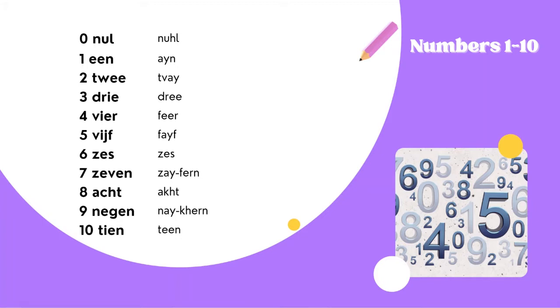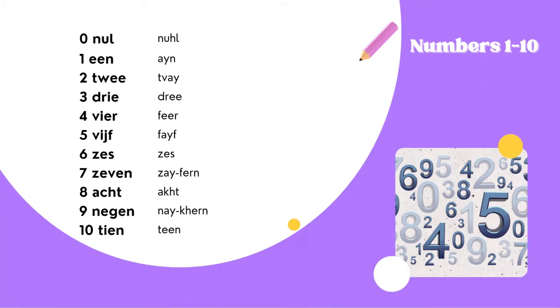Okay, we go to number 6 and 6 is zes in Dutch. Repeat after me. Zes. Yes, then we go to number 7. That is zeven. Repeat after me. Zeven. Okay, then we go to number 8. That is acht. Repeat after me. Acht. Yes. Then we go to number 9. Repeat after me. Negen. Exactly. And then we go to number 10. Okay, good job. So those are the first 10 numbers in Dutch.